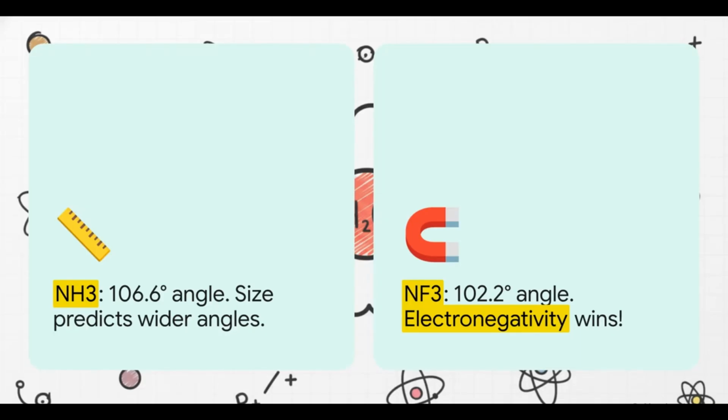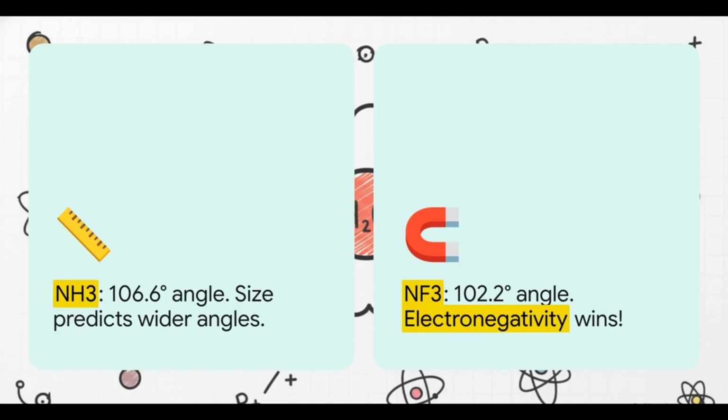But wait, chemistry always throws us a curveball, right? What happens when size and electronegativity go head-to-head as competing factors? Look at NH3 compared to NF3. Fluorine is a larger atom than hydrogen, so based on size alone, the bigger fluorine atoms should clash more, pushing the bond angle wider. But the angle actually shrinks. It goes from 106.6 down to 102.2 degrees.